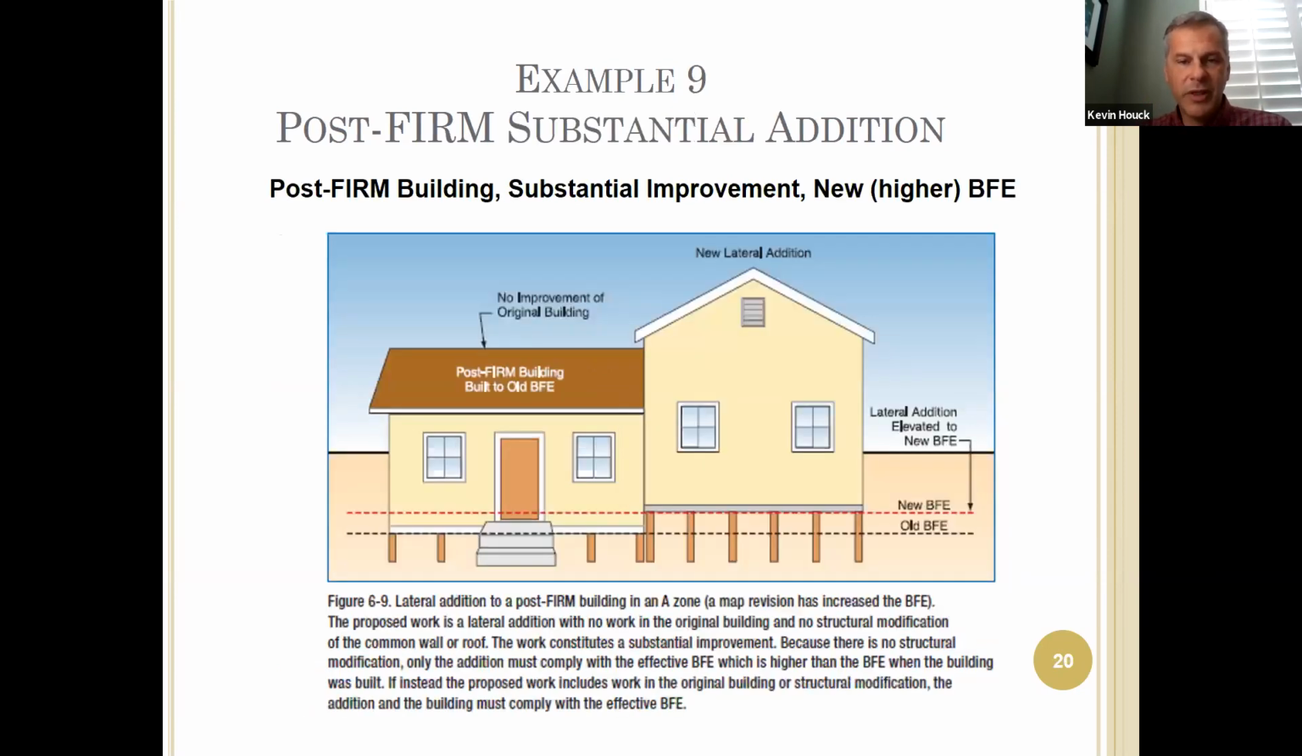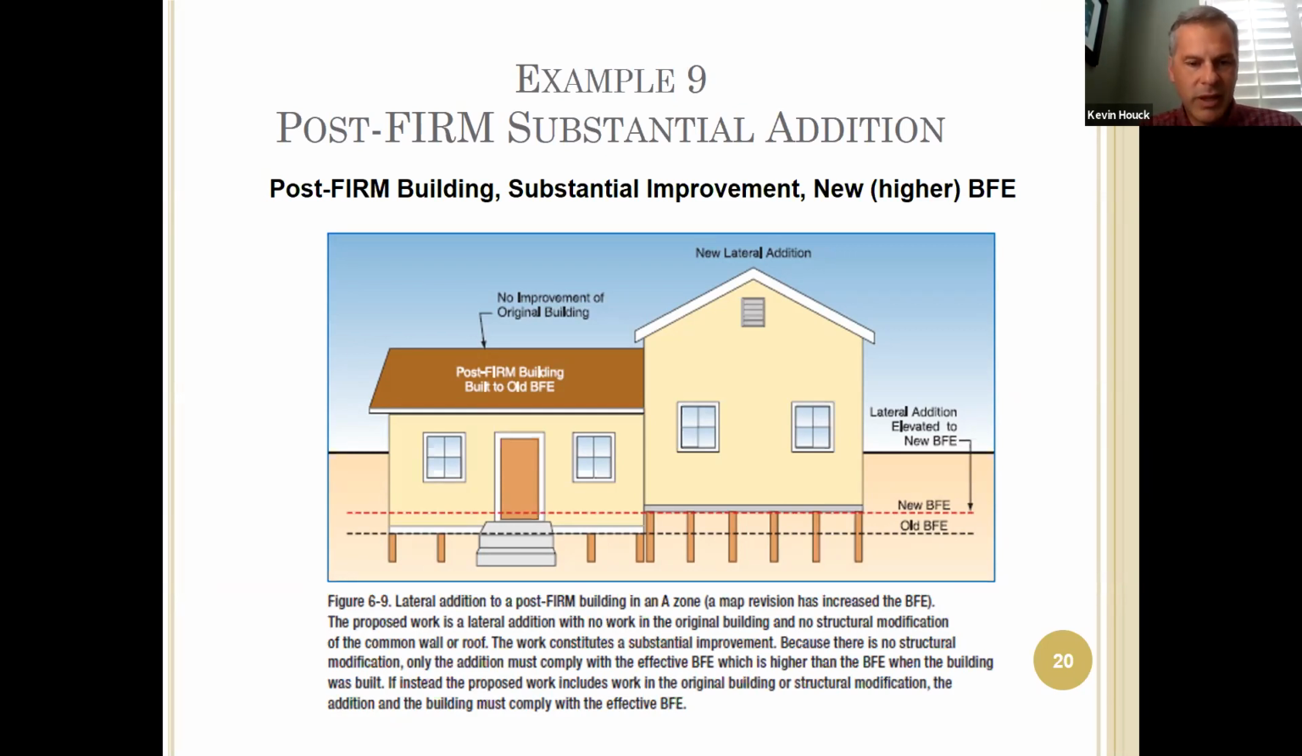Okay, and now this is where things start getting really tricky, and I often have to kind of explain my own way through this, so bear with me. Here we've got a lateral addition to a post-FIRM building on the left, built properly, I might add, to the base flood elevation that was in place at the time that building was built. However, over the years, there's been a restudy or there've been actions taken in the community, whatever, but for whatever reason, the map now shows that the base flood elevation is higher than it was to begin with, okay?